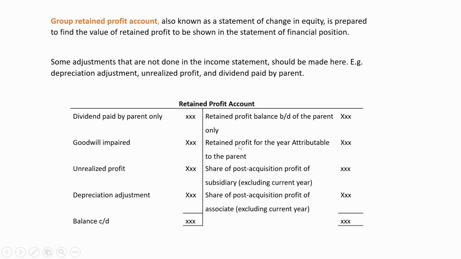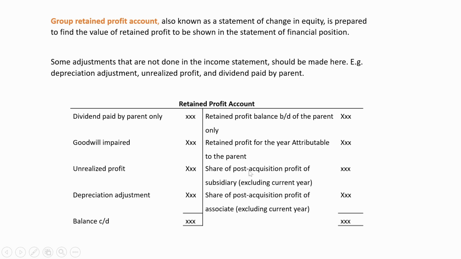Then to that, add the retained profit for the year attributable to the parent. So this is your answer, your last figure in the consolidated income statement. That is the one you bring here, you already have it. Then from there, you add share of post-acquisition profit of subsidiary, excluding the current year, because the current year's share of profit has already been included in the retained profit for the year attributable to the parent.